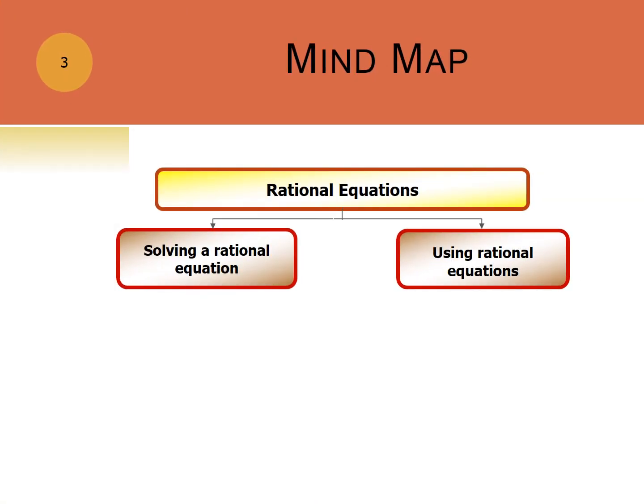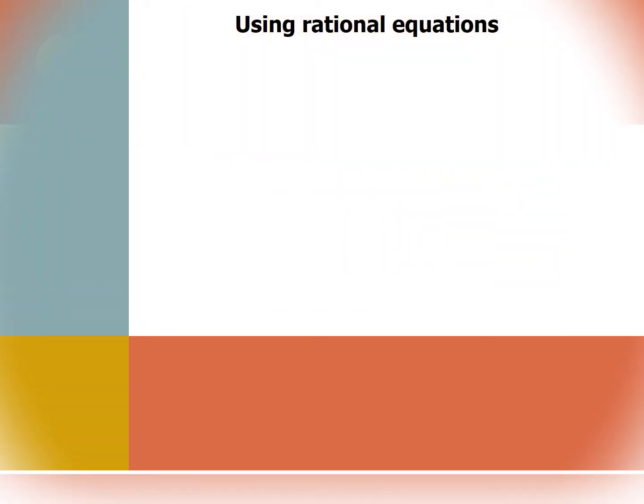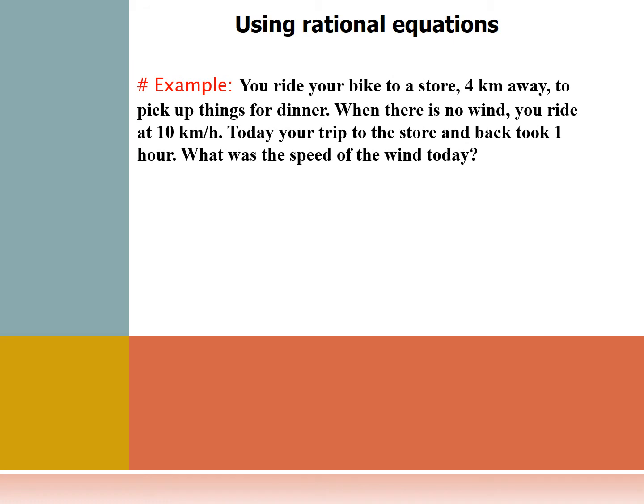Remember, the rational equations lesson was divided into two parts: solving rational equations, which was the last lesson, and today we are talking about using rational equations to solve a problem. Example: you ride your bike to a store 4 kilometers away to pick up things for dinner. When there is no wind, you ride at 10 kilometers per hour. Today your trip to the store and back took 1 hour. So what was the speed of the wind today?